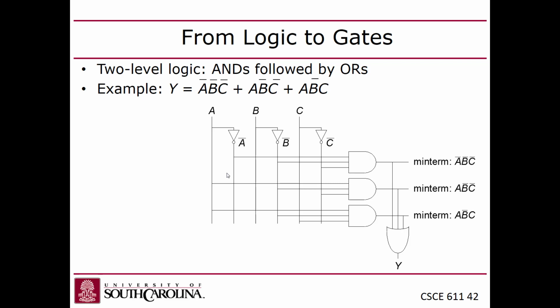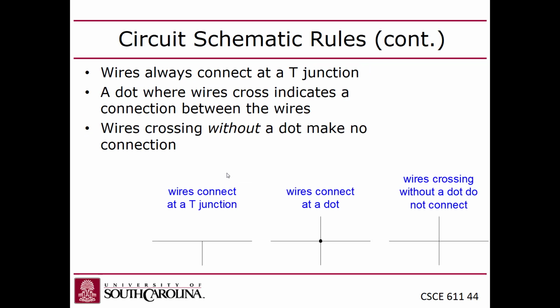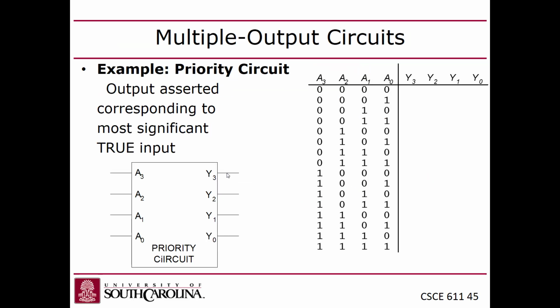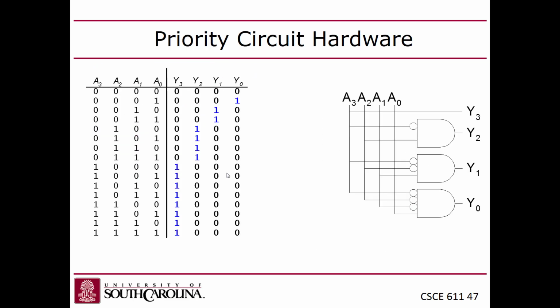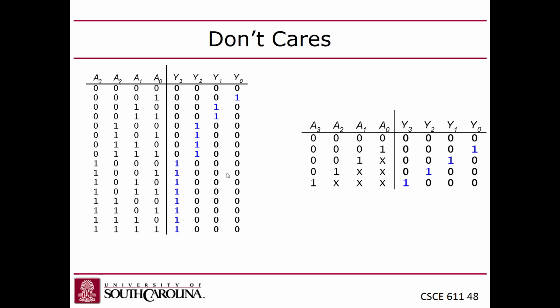We looked at this multiple output circuit. This was a priority circuit. Looked at how to implement that. And then there's this shorthand notation where you can reduce this table down to a smaller table by putting don't cares for some of the inputs in the table. Now, I mentioned last time that you have to be careful because a don't care, which is shown as an X here, a don't care on an input is different than a don't care on an output.